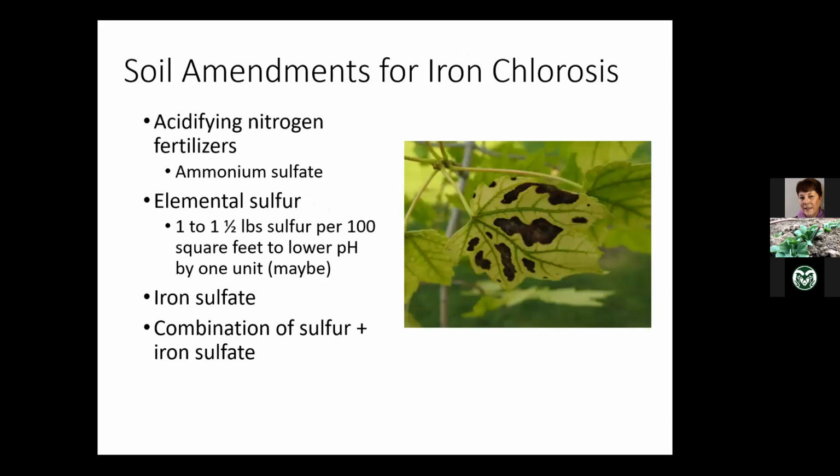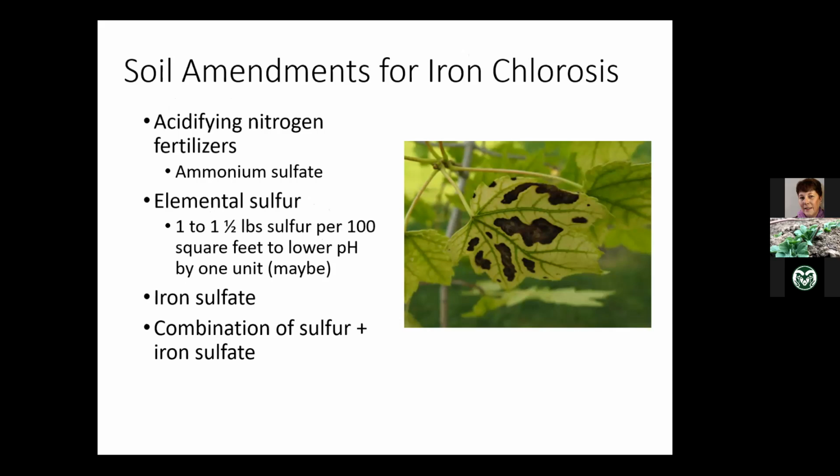Some of the soil amendments available for iron chlorosis can be acidifying nitrogen fertilizers like ammonium sulfate, even some elemental sulfur. It might work, it might help the plant, but to put in a whole lot of sulfur to lower the pH of the soil by 1 unit, that's not going to happen.